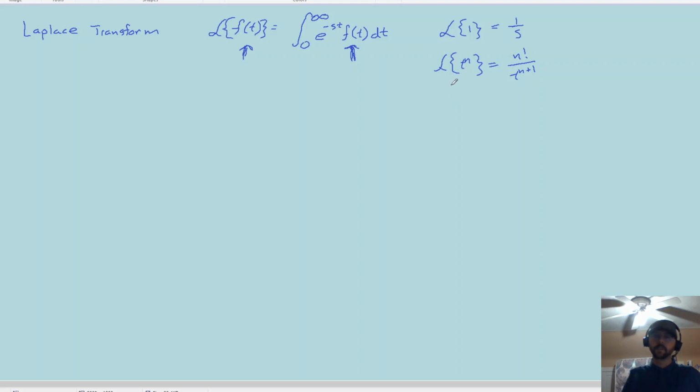I'll just write down two more. The Laplace of sine of beta t, which if beta is 1, then that's fine, you can pretty much ignore it. But if it's not, then you have to write it there. Laplace of sine beta t equals beta over s squared plus beta squared. And the other one that's really nice, Laplace of cosine beta t equals s over s squared plus beta squared.